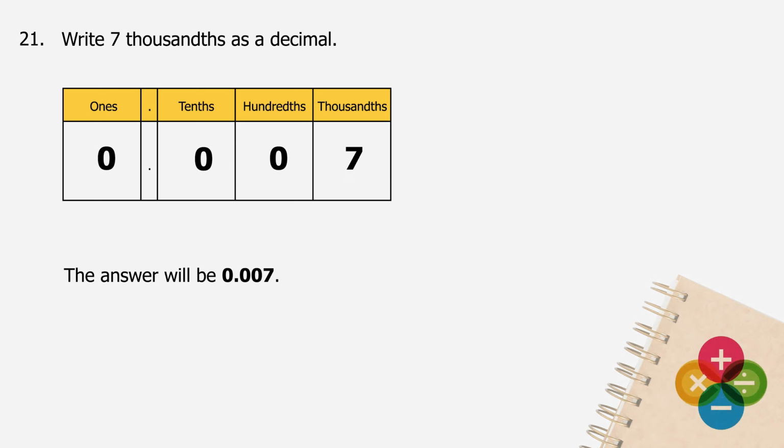The thousandths place is the third position after the decimal point. The ones place will be 0. The tenths place will be 0. The hundredths place will be 0. The thousandths place will be 7. The answer is 0.007.